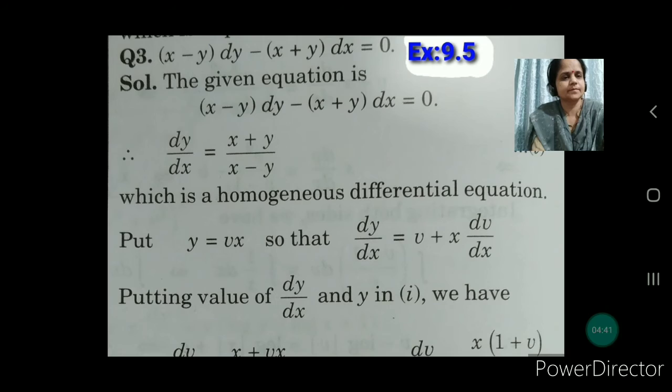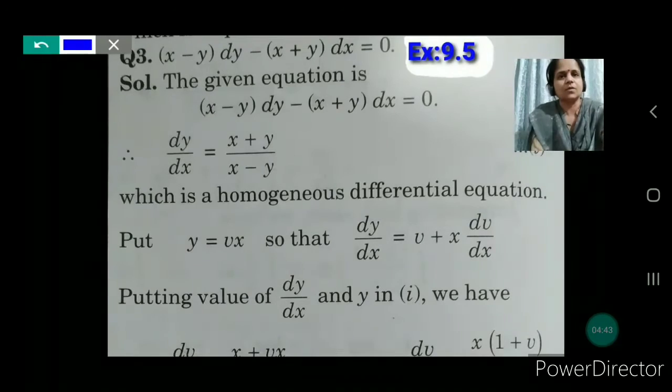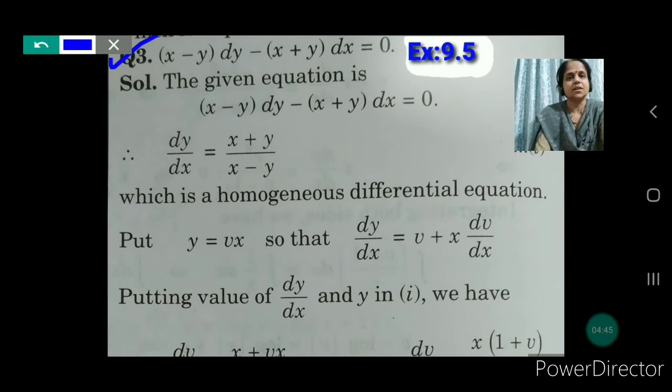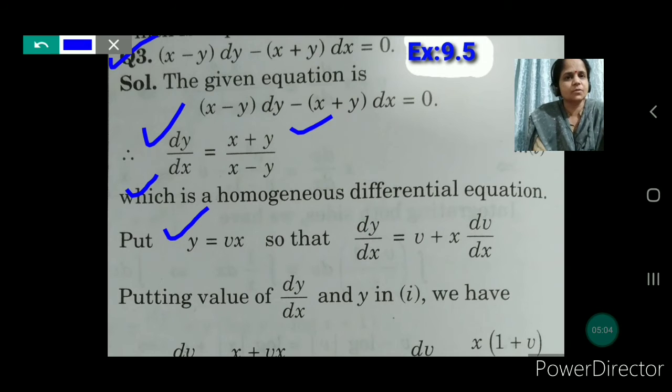Now let's solve question number 3. It is (x minus y) into dy minus (x plus y) into dx is equal to 0. First of all, students, find dy upon dx. So it is dy upon dx is equal to (x plus y) upon (x minus y), which is a homogeneous differential equation. So now you have to put y is equal to vx, and so that dy upon dx is equal to v plus x dv by dx.